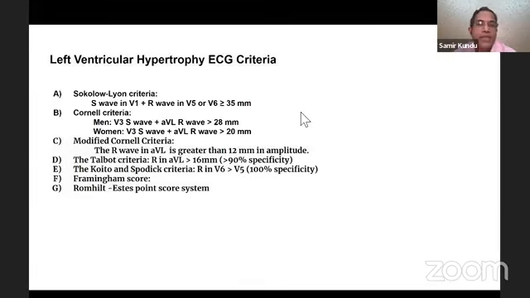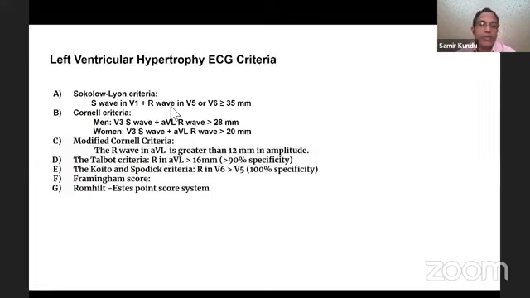There are several criteria to determine left ventricular hypertrophy, but some of them are, first of all, the Sokolow-Lyon criteria: S wave in V1 and R wave in V5 or V6 greater than or equal to 35 millimeters. The Cornell criteria: R wave in aVL and S wave in V3 more than 28 millimeters for males, and in females more than 20 millimeters. Modified Cornell criteria: the R wave is greater than 12 millimeters. The Talbot criteria: R wave in aVL more than 60 millimeters.